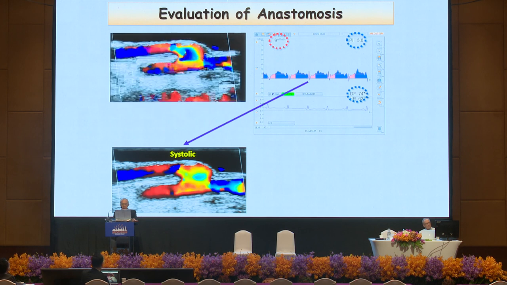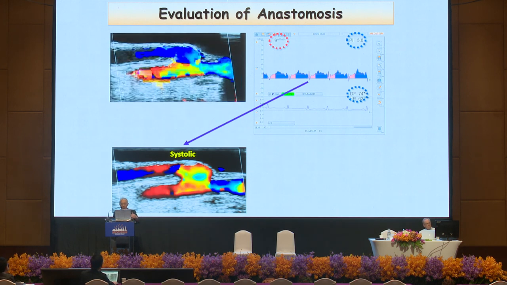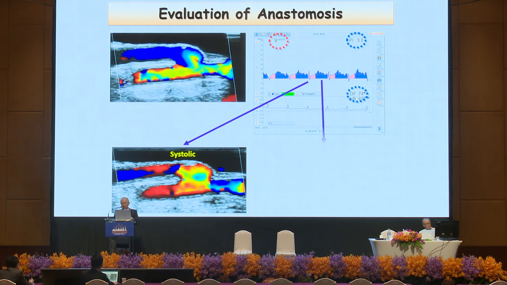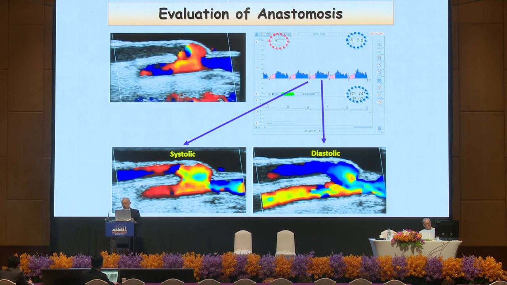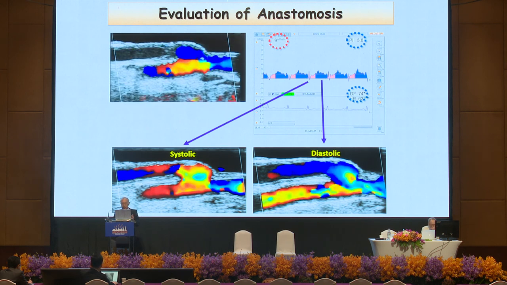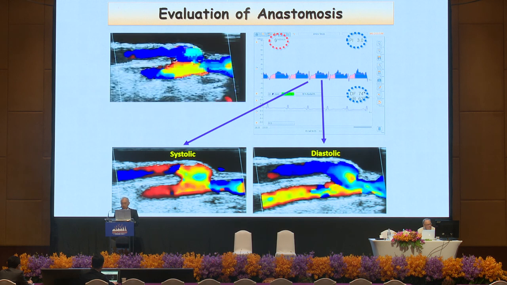If I stop the movement at the systolic portion, it's a red flow, a reversal flow from the coronaries. And for the diastolic, it's coming distally. So this kind of color flow mapping shows not only the patency of the graft, but the real physiology of the graft.